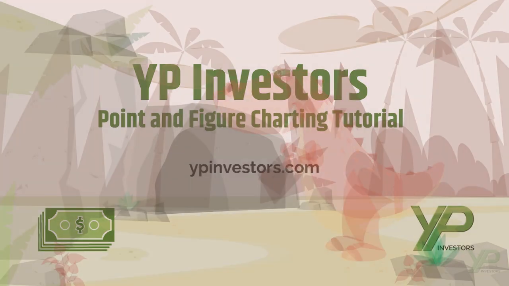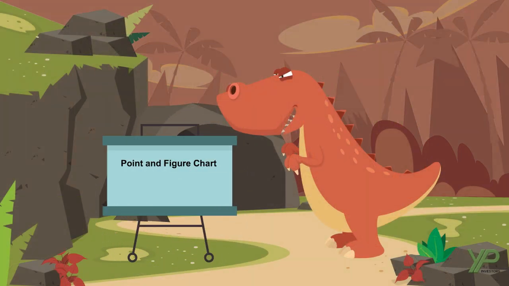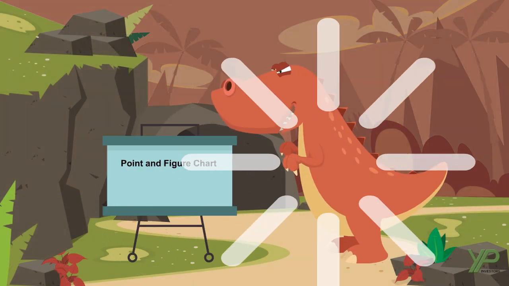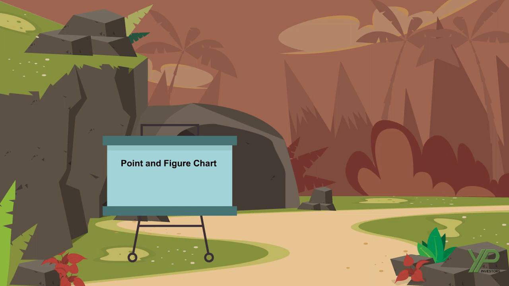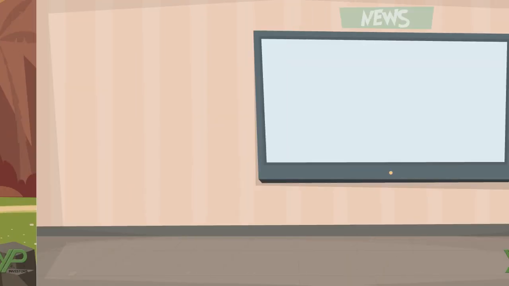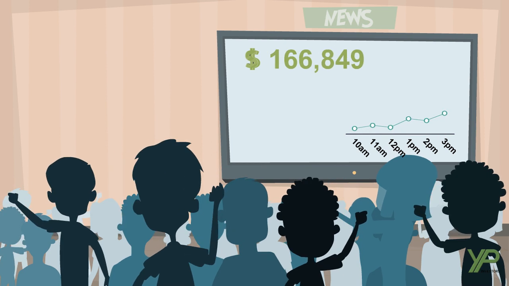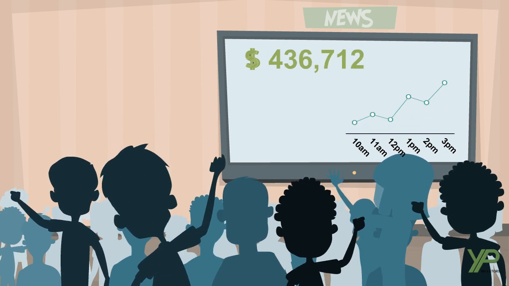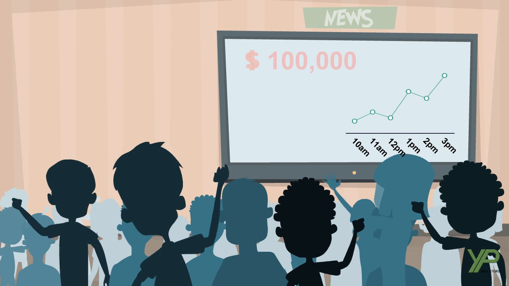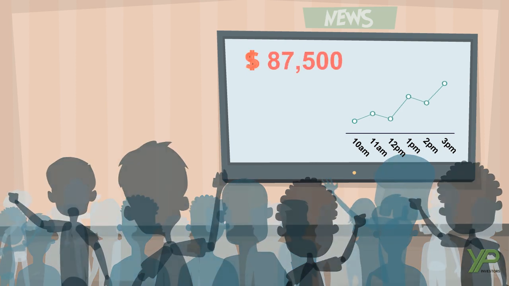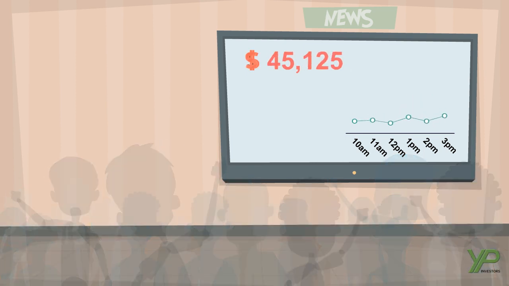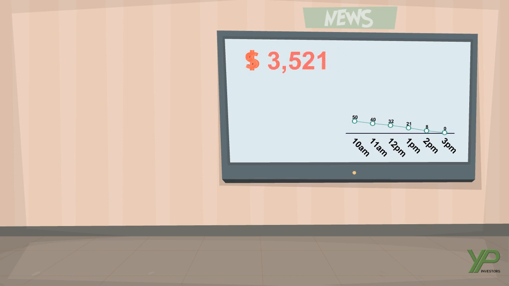Point and figure charting has stood the test of time, as it has been around for more than 100 years. It is based on the laws of supply and demand. If the demand for a stock is high, meaning more buyers than sellers, then the price of the stock must go up. The same goes for supply. If supply is high, meaning there are more sellers than buyers, then the price of the stock must go down.